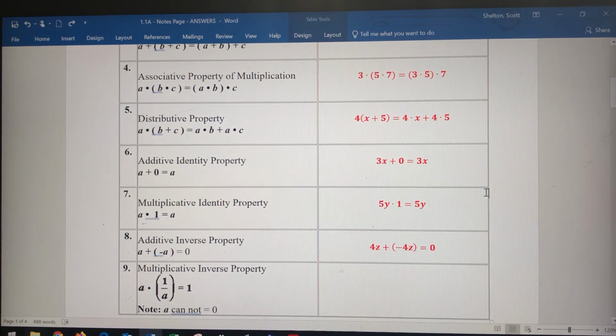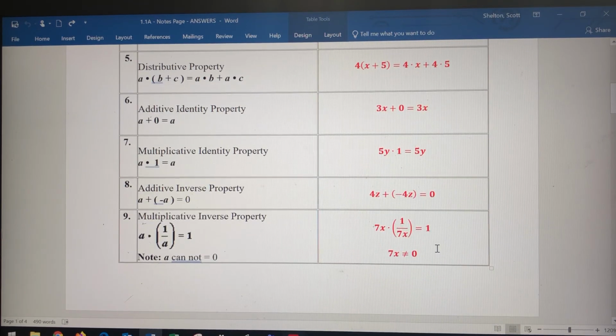Multiplicative inverse, we're going to multiply reciprocals here. We've got a times 1 over a. That's going to always be equal to 1. Again, we're going to use that a lot for many different types of problems. So when we multiply a term by its reciprocal, we're always going to get 1. Okay, so 7x times 1 over 7x equals 1. One thing you have to be aware of, this denominator cannot be 0. If that denominator is 0, the whole thing becomes undefined, okay? So we would have to say here that x can't be 0, okay? So that's the properties of real numbers.